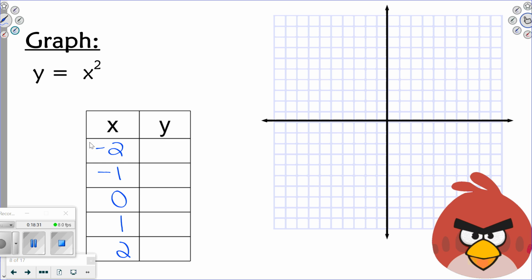Okay, so let's go ahead and just plug this stuff in, see what happens. If I plug this in for x, what is -2 squared? It's 4. -1 squared. 0 squared. 1 squared. 2 squared. All right, mental math is working there. And then we'd plot our points. So -2, 4. I'm going to go back 2 and up 4. -1, 1. So back 1, up 1. 0, 0. 1, 1. So over and up. And then 2, 4.